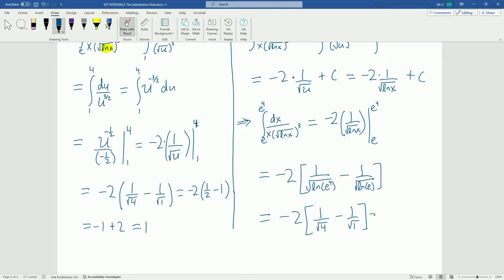This becomes -2 times 1 over the square root of 4 minus 1 over the square root of 1. That's -2 times 1/2 minus 1. That's -2 times -1/2, which is 1. Of course, it's the same thing.